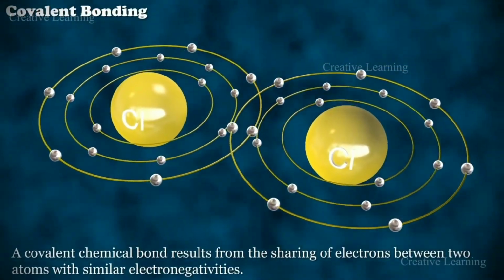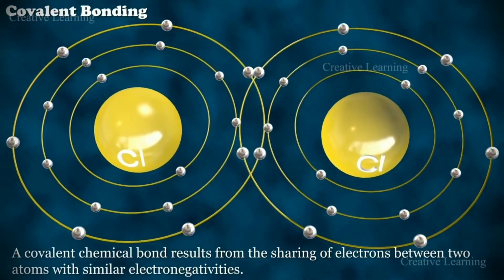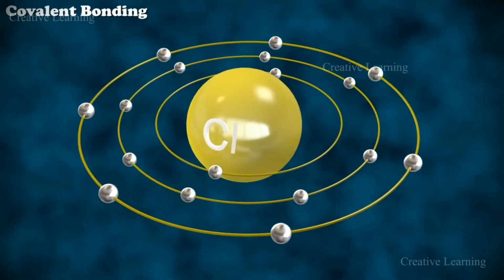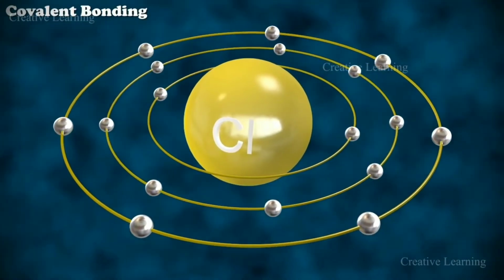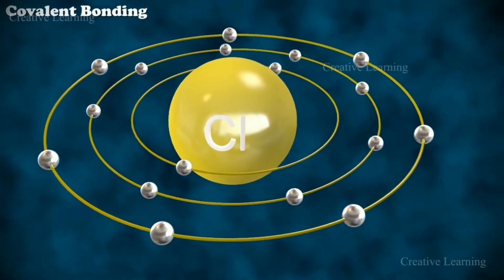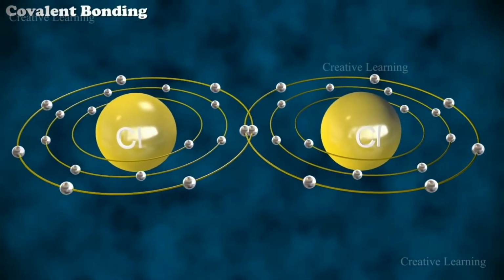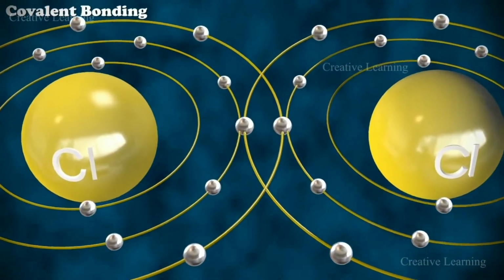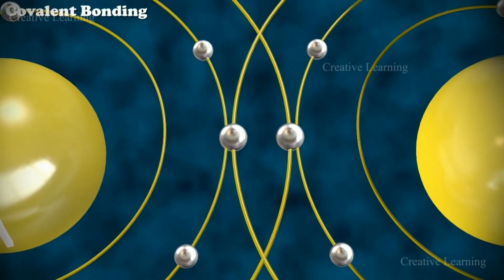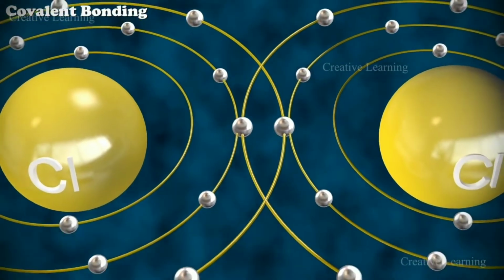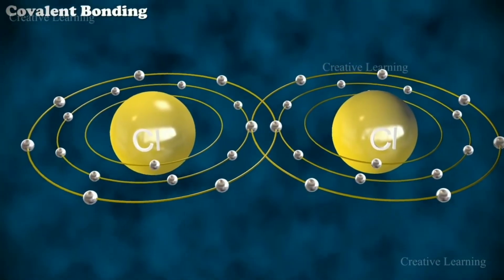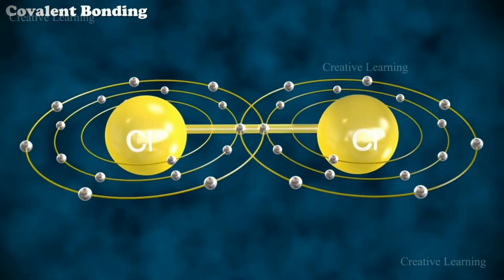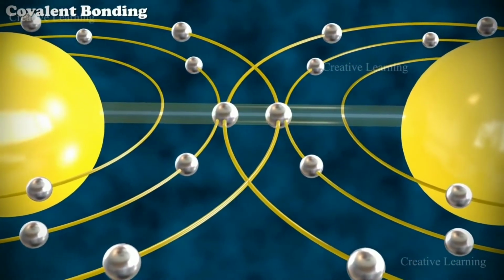Covalent bonding. A covalent chemical bond results from the sharing of electrons between two atoms with similar electronegativities. The electronic configuration of chlorine atom is one electron short of the argon configuration. The formation of the chlorine molecule can be understood in terms of the sharing of a pair of electrons between the two chlorine atoms, each chlorine atom contributing one electron to the shared pair. In the process, both chlorine atoms attain the outer shell octet of the nearest noble gas, that is argon. The dots represent electrons. Such structures are referred to as Lewis dot structures.